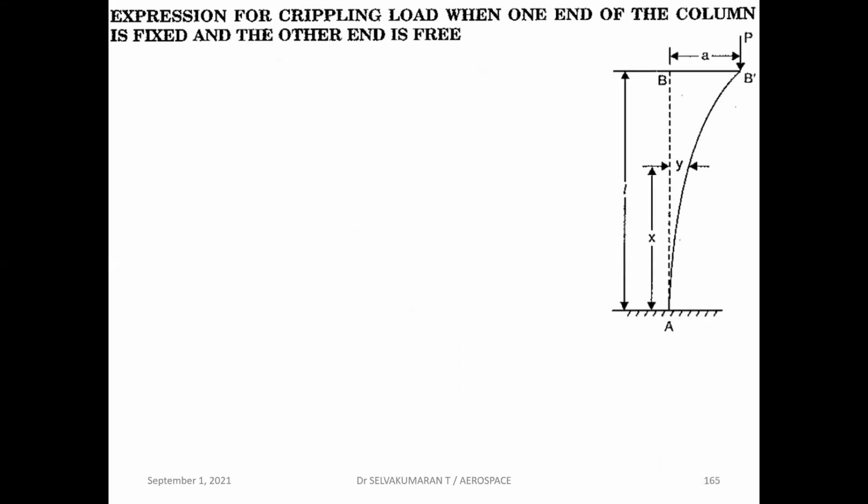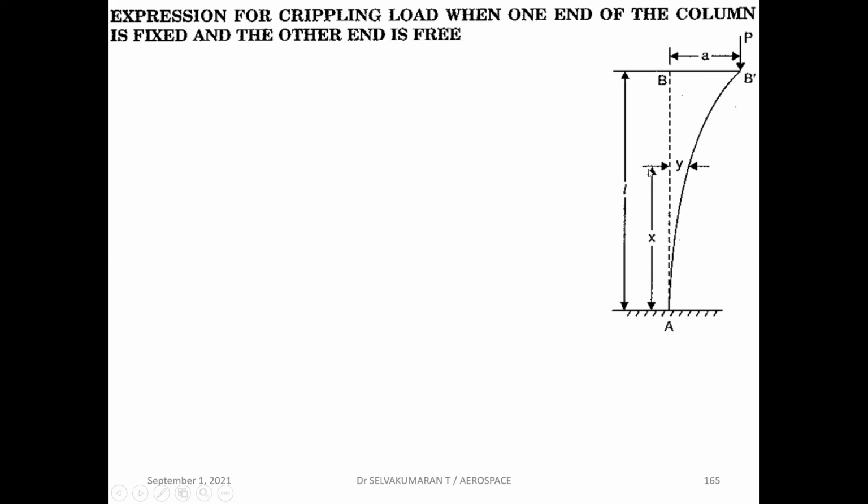Now the expression for crippling load when one end of the column is fixed and the other end is free. Here you can see the bottom end A is fixed and the top B is free. When the axial compressive load is applied at the free end, it deflects by an amount A. L is the length of the column.